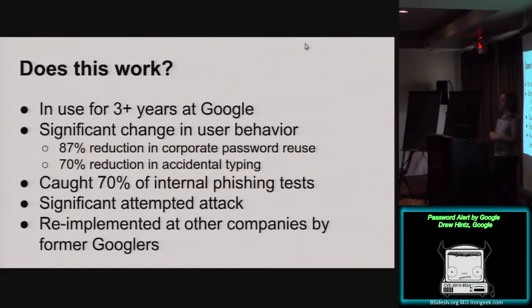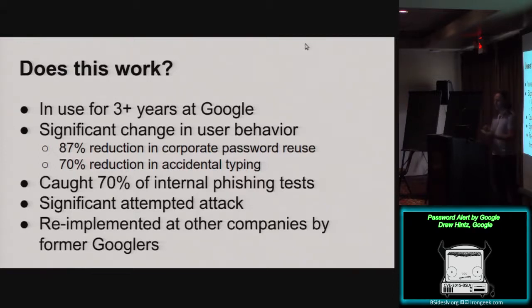We've also seen a 70% reduction in accidental typing. And by this I mean where a user types their password into the wrong website, even though that's not the correct password. Maybe they're not sure what their password is for this expense reporting system, so they go ahead and try their corporate password because why not? It's a company website.